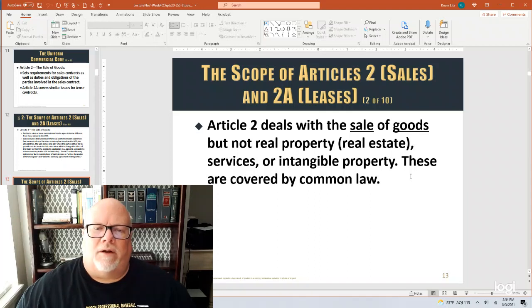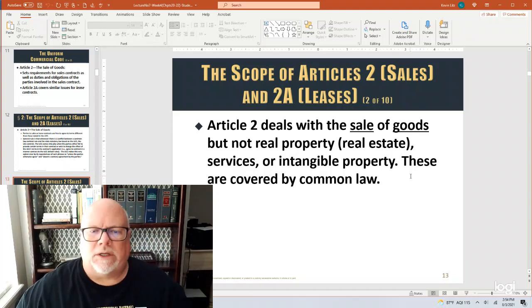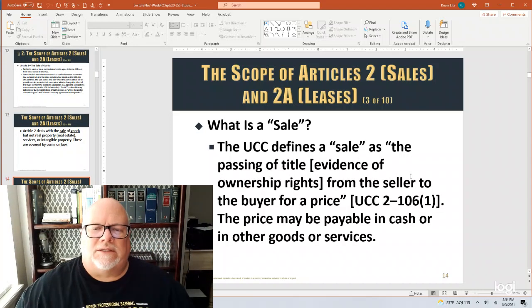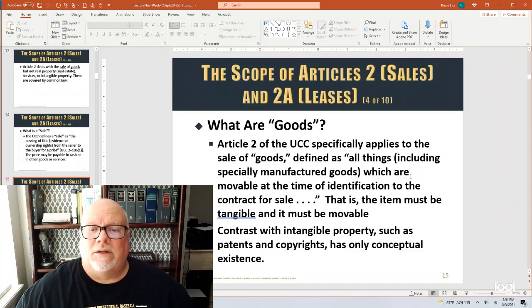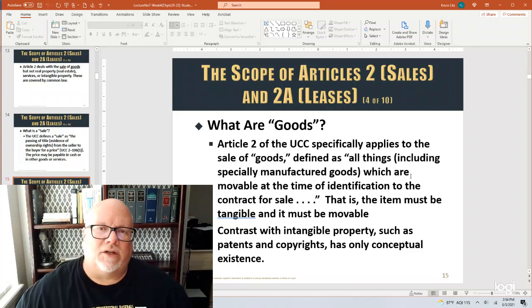I already talked about Article 2 being sale of goods, not property, not real estate, not services, and not intangible property, intellectual property, patents, trademarks, etc. A sale, real simple. Sale means I pass title. What are goods? I'll let you look at this. This is a definition of goods.